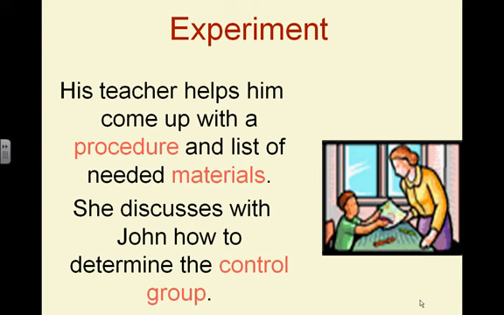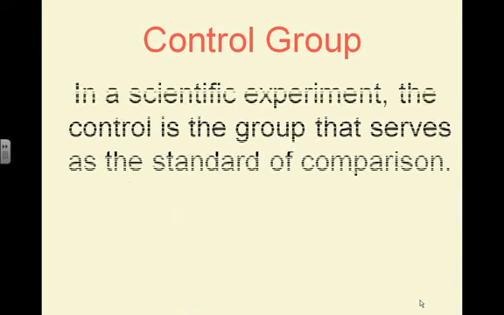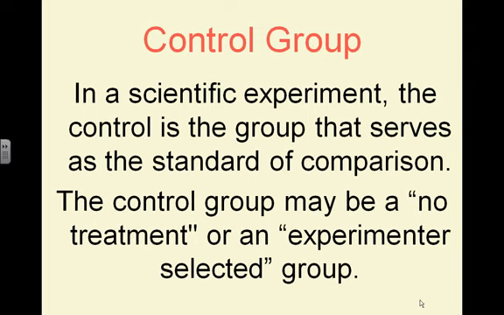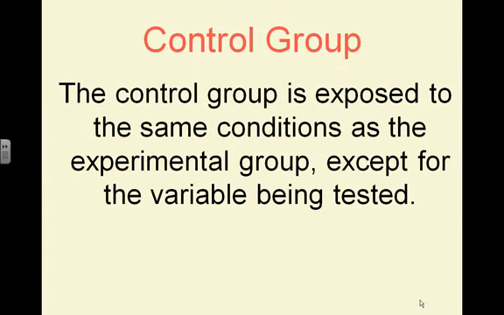So his teacher comes up with a procedure and a list of materials, and she discussed with John how to determine his control group. So for every experiment, you need a control. It is something you're going to compare your experiment to. It is the normal, what normally happens. So when you're reading a passage and it asks you what's the control, it is what is normal. And we'll see that also in our Simpsons worksheet. Like, what is normal? What is the usual thing that happens? So for this, the control group, of course, as it says, serves as a standard of comparison. So the control group may be a no treatment or an experimental selected group.